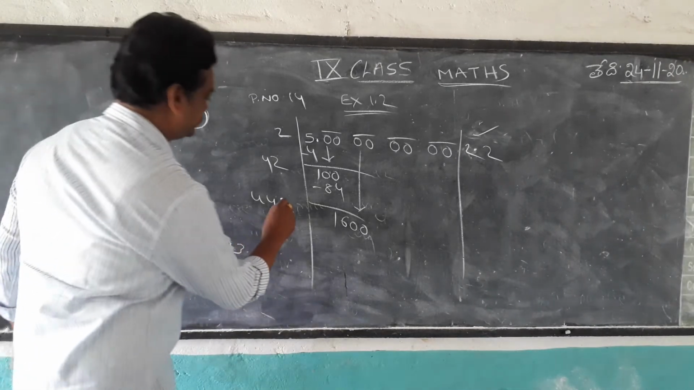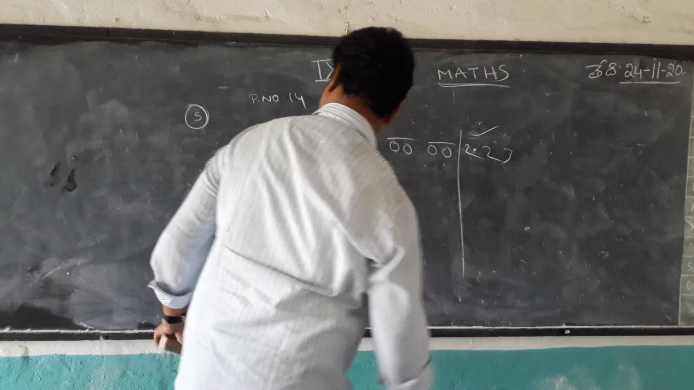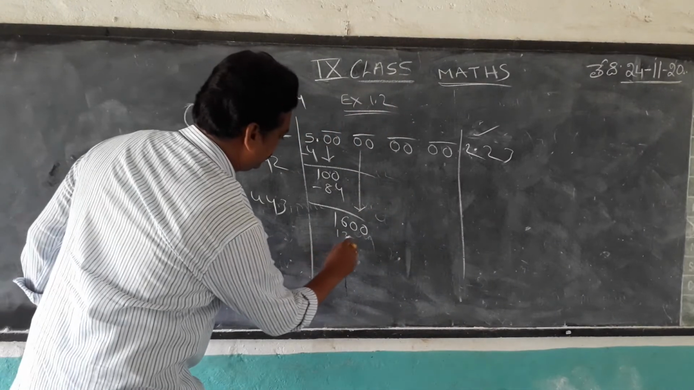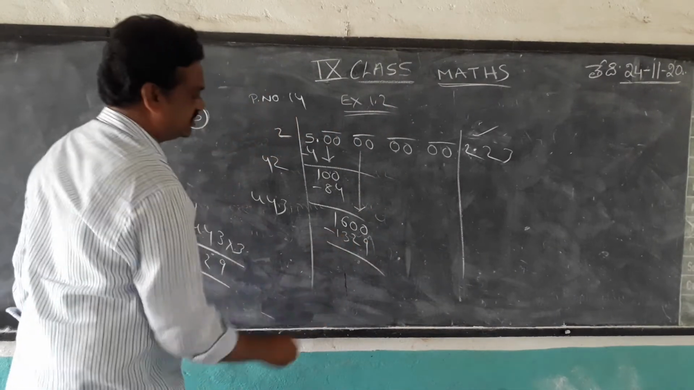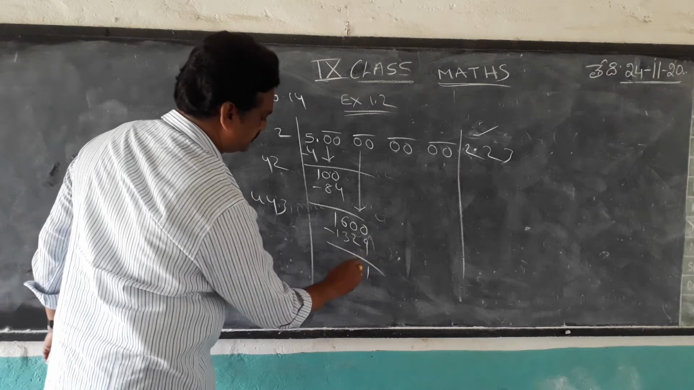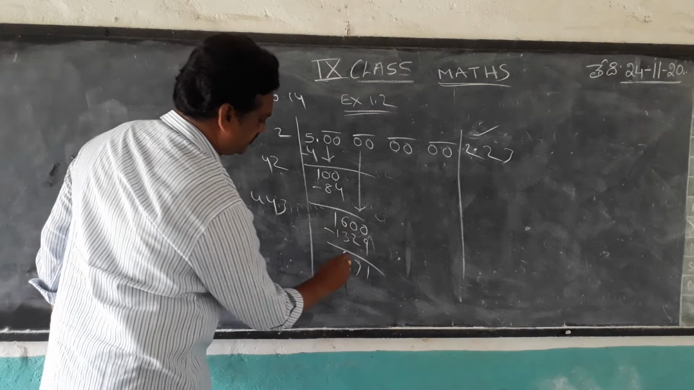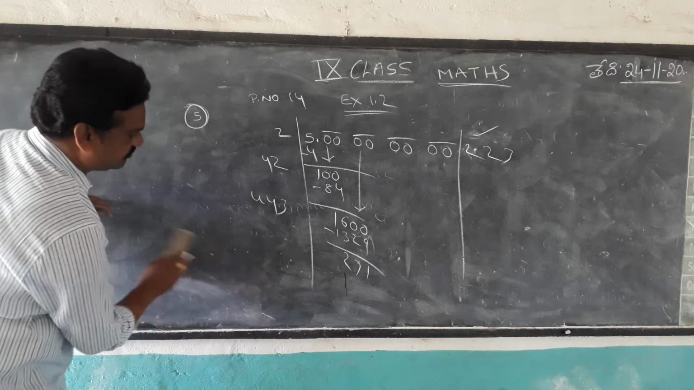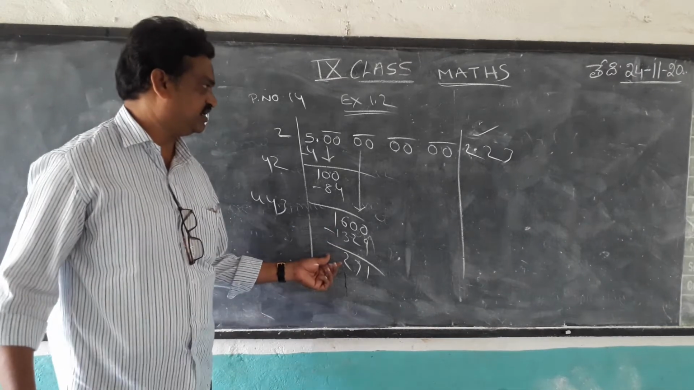3 3s, 1329. 10 minus 9 is 1, 9 minus 2 is 7. Here 5 minus 3 is 2. 1 minus 1 is 0, left side 0 we did not write.